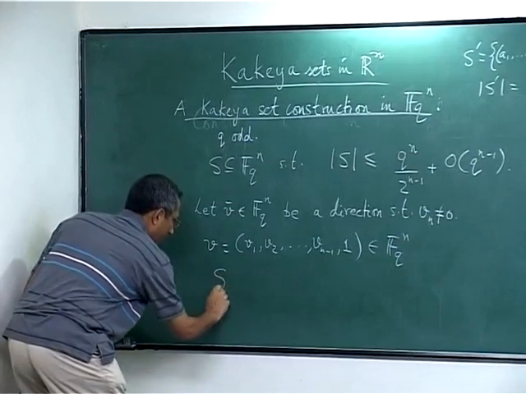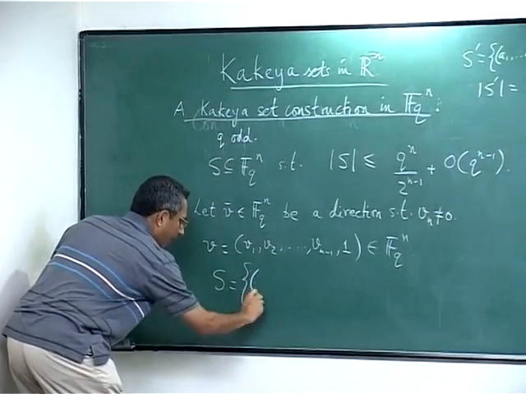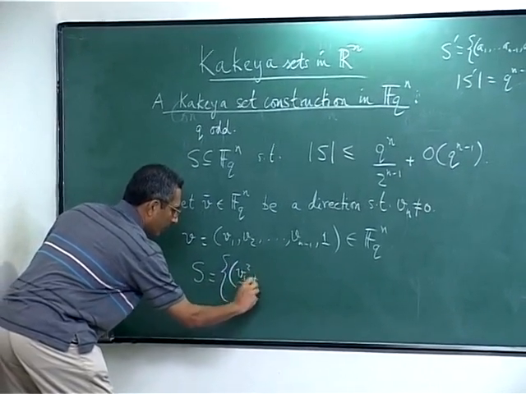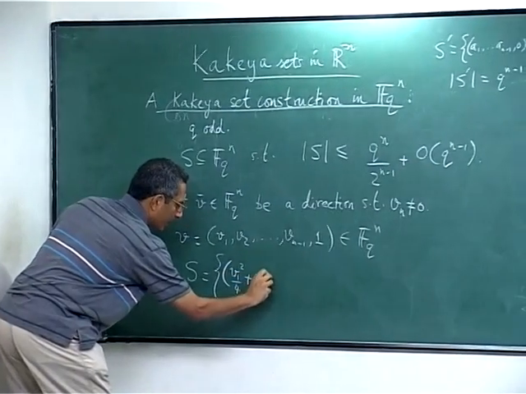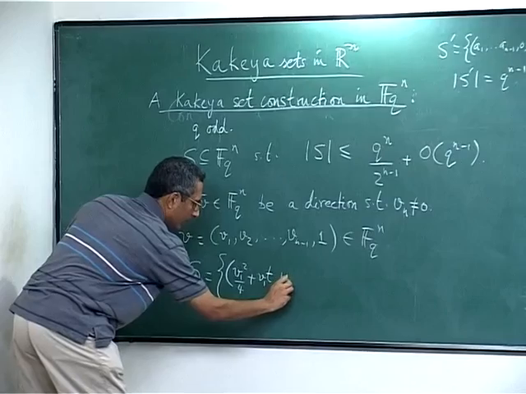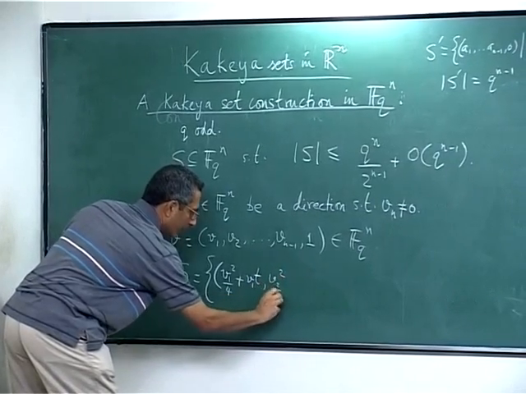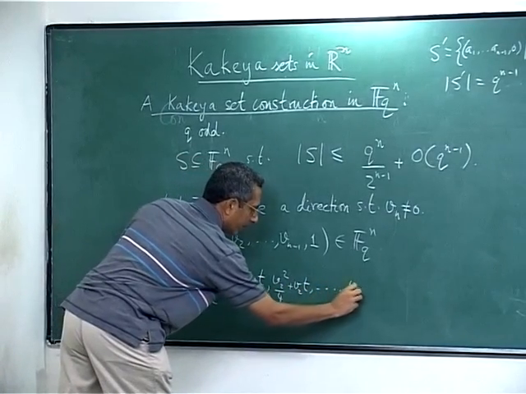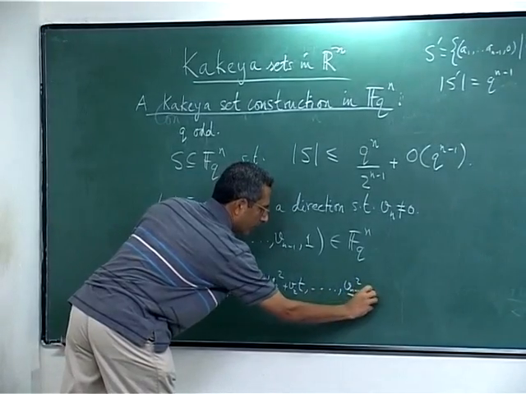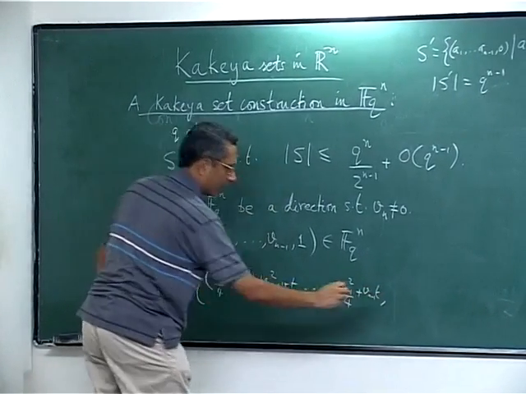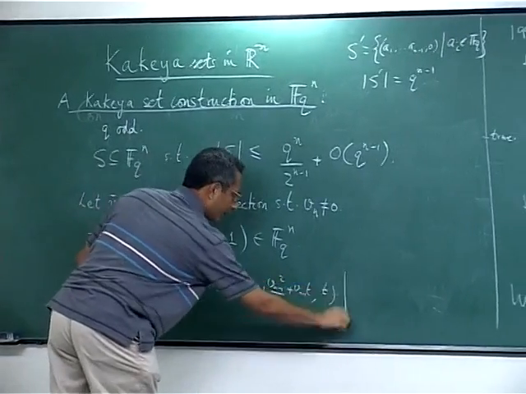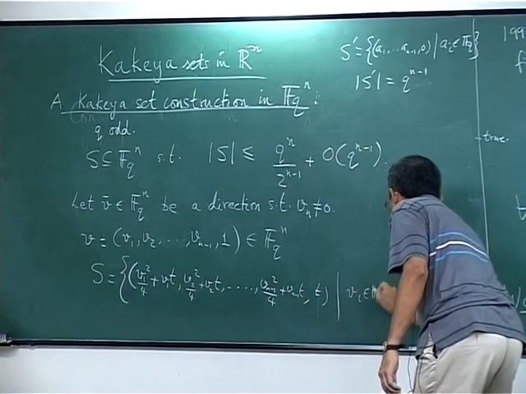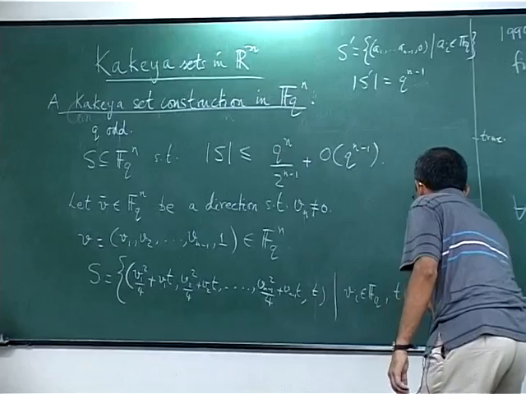The set S is defined as follows. It's all points of the form V1 squared by 4 plus V1 times T, V2 squared by 4 plus V2 times T, up to Vn-1 squared by 4 plus Vn-1 times T, and the last coordinate is just T. So we are going to have the Vi's coming from F_q and T also coming from F_q.